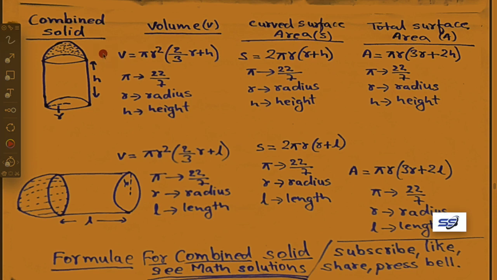Combined solid means a hemisphere and a cylinder, both combined. After combining both figures, the volume shall be found out, the curved surface area shall be found out, and the total surface area shall also be found out.